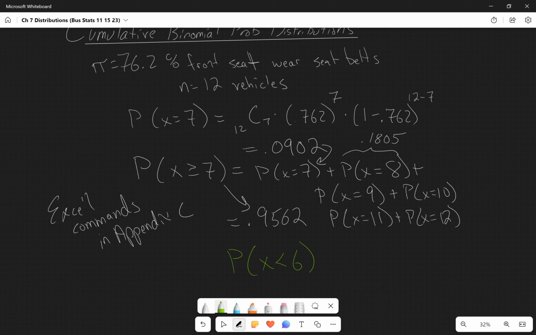I use my complement rule, right? So the fact that this is the other half of what the probabilities could be, I know that the probabilities have to add up to 1 for all of them, so I can use my complement rule to say 1 minus the probability of x greater than or equal to 7. And so this is going to be 1 minus 0.9562, whatever that value is.